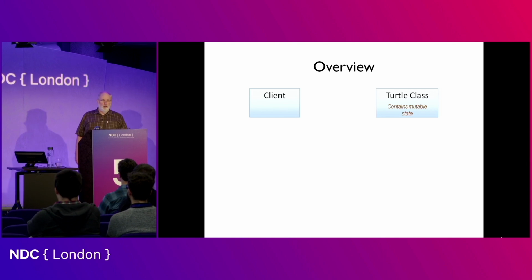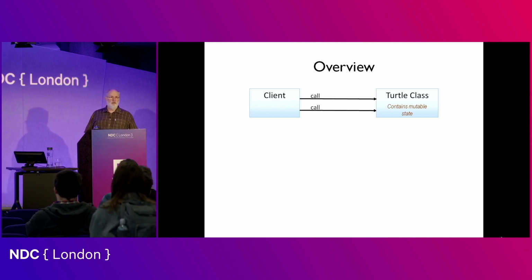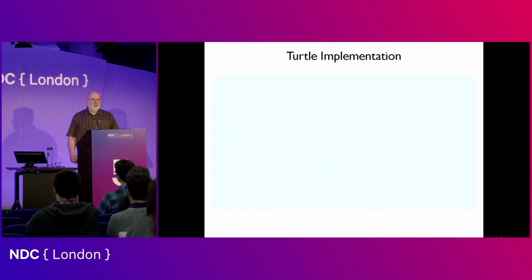So here we have our client, and we have our turtle, which is a class. The turtle contains mutable state. It contains its own state encapsulated that you're not allowed to look at. So I call the turtle and I ask it to do something, and it doesn't really give me back a response, and I call the turtle to do something else, and it updates its own internal state every time I do that.